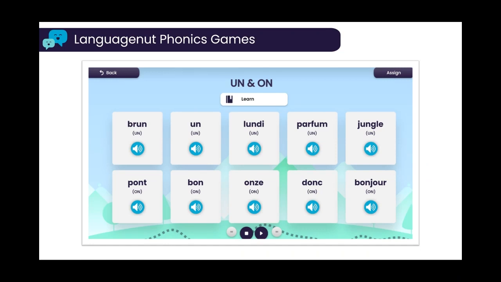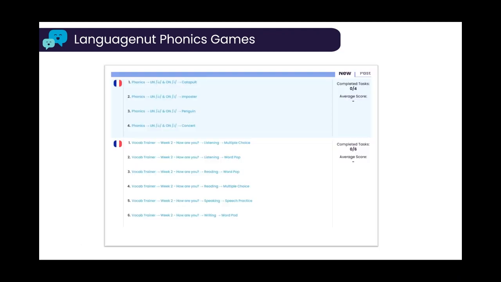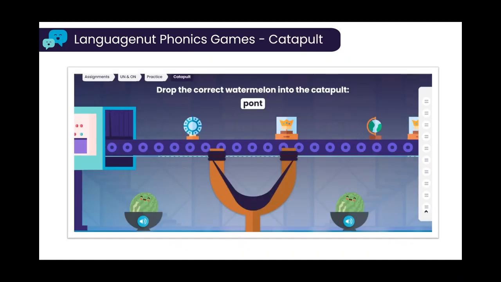With the phonics, all of the games that we have are embedded within the lessons and within the slideshows, but you do also have the opportunity to assign it to students so that they can have a go at it on their own devices. So if you've got time at the beginning of the day, or if you have a school where students have access to devices, if you assign this content, they'll have a chance to practice it in their own time. As you can see, we've got 4 different games: phonics catapult, imposter, penguin and concert, all of which can be used as front of class activities or individual tasks.